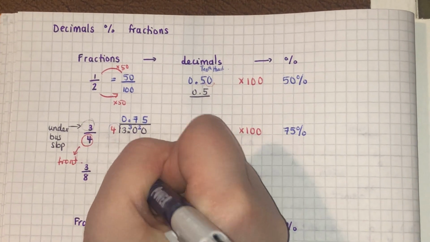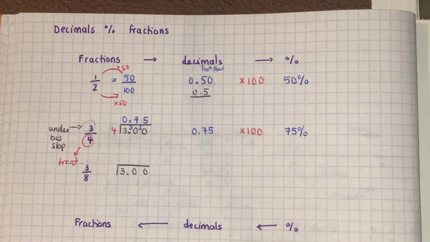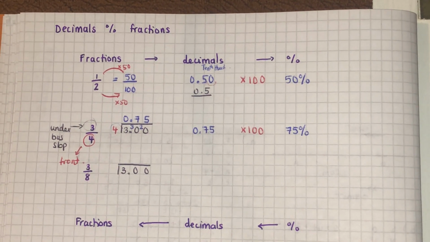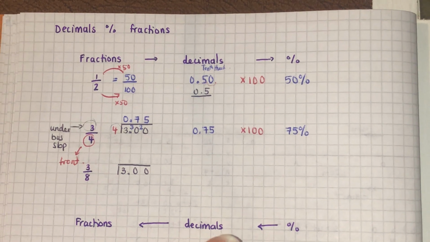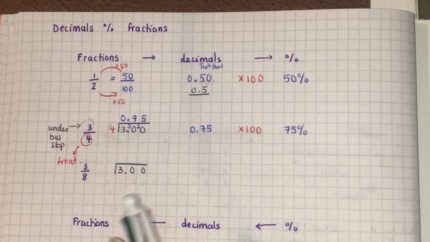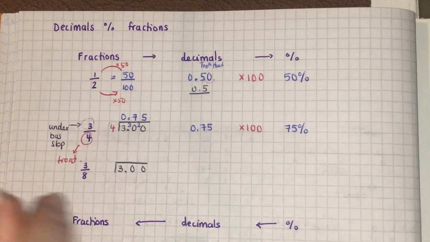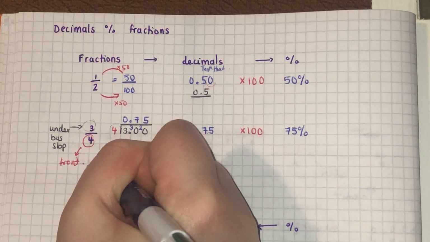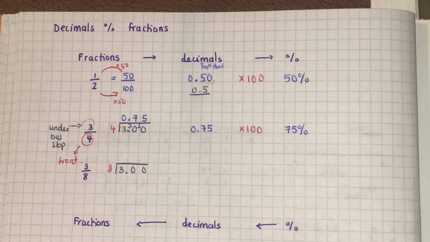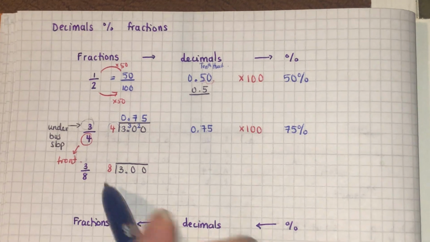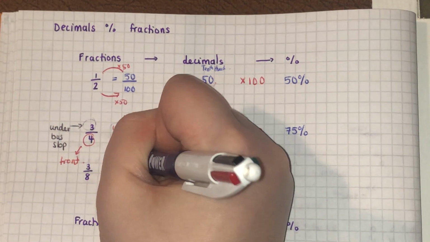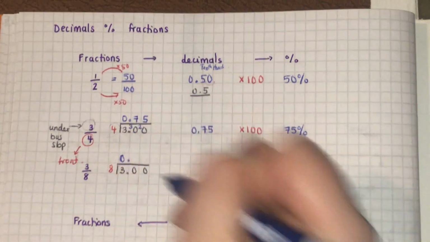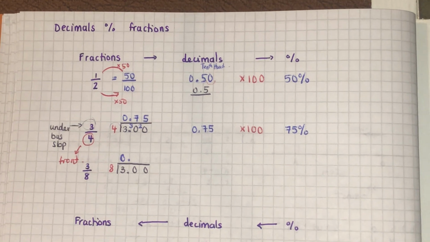So 3 point, and I always add 2 zeros to start off with, but you might need to add some more later on, okay? But 2 is enough to begin with. And the number at the front is the number that is on the bottom or the denominator, which is 8. So we start off with, does 8 go into 3? No, it doesn't. So I'm going to add a 0. Remember, the decimal places can stay in line.